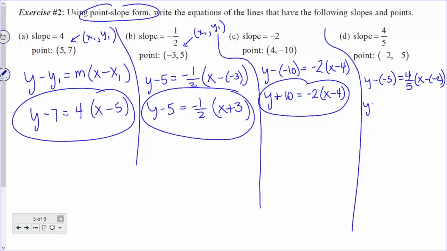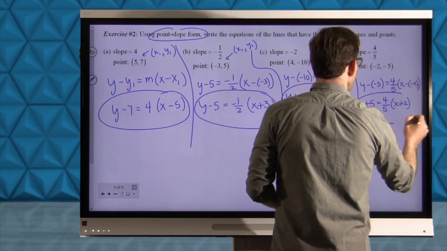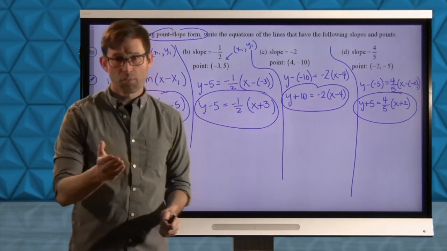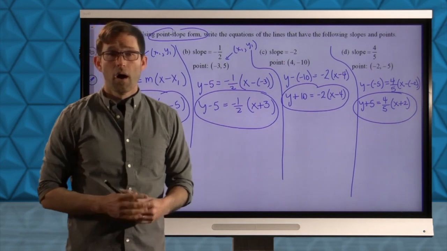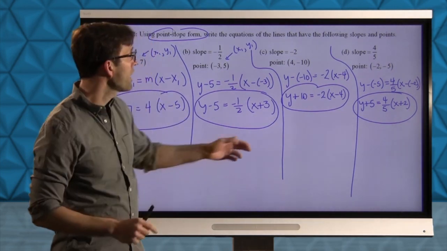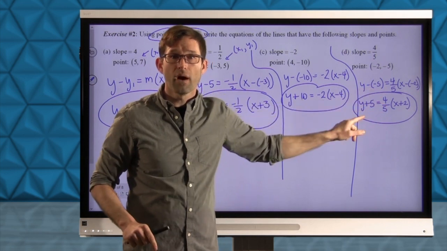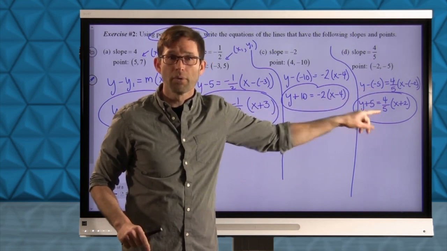Changing those double negatives to positive, y plus 5 equals 4/5 times x plus 2. Now, for those of you that feel comfortable with the double negative issue, and that's probably many of you, you might have the question, do I really have to show this first step? Or if I know that it's y minus negative 5, could I just immediately write down y plus 5?